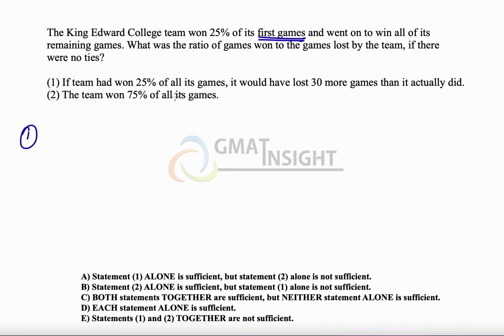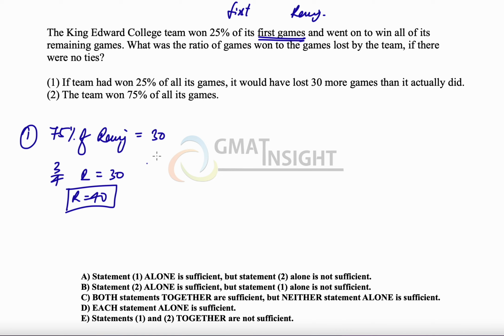Which means if the team had won only 25% of the remaining games, they would have lost the other 75%. So let's call them the first games and the remaining games. If they had lost 75% of the remaining games, they would have lost 30 more games, which means 75% of the remaining games should be equal to 30, so 3/4 of the remaining games is equal to 30, and the remaining games comes to 40.